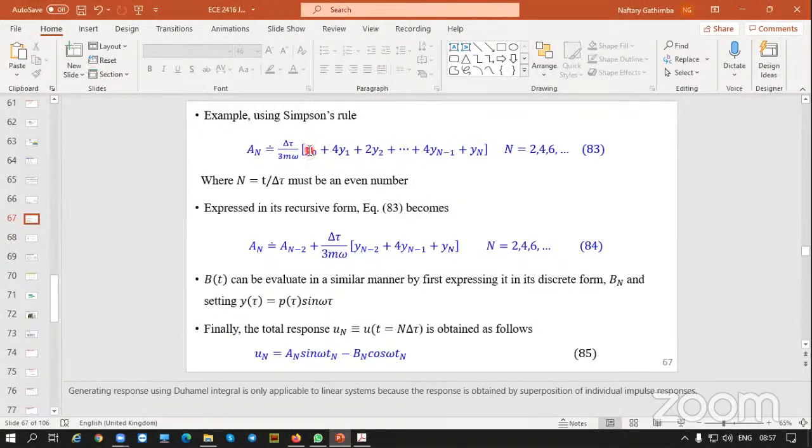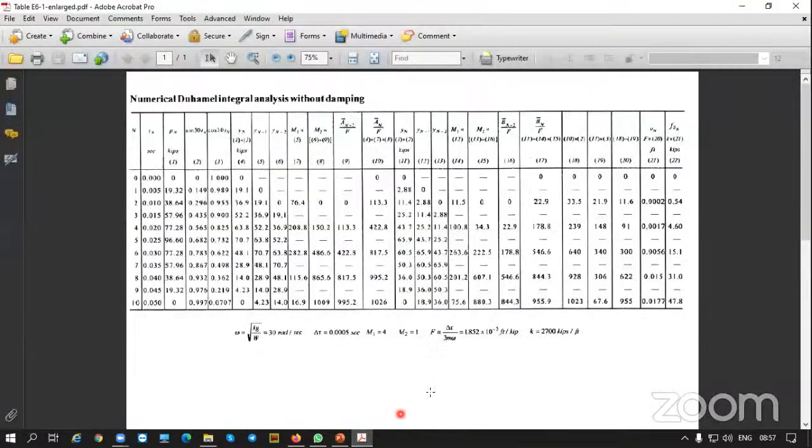For the first ordinate, the weighting factor is 1. The second is 4. So you see 4, 2, 4, 2, 4, 2, and the last one is 1. So that's what we are calling M1 and M2. M1 times that, M2 times that. You see the column, the first and the last will be multiplied by 1, and then the second one, M2. And that's why you are seeing at the bottom here, M1 is 4, M2 is equal to 1, and 1 is at the end here.